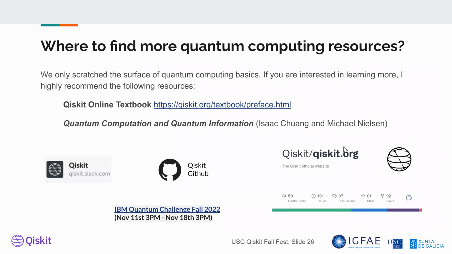I put this on the last page. If you are interested in knowing more, those are the few places you should look first. The Qiskit online textbook is very well written, and if you want to know the physics more, you should read Chuang and Nielsen's book on quantum computing. And if you like today's challenge, which will happen in 2 hours, you should sign up for the IBM Quantum Challenge. It's more official than us and much harder, if you are interested in knowing more.